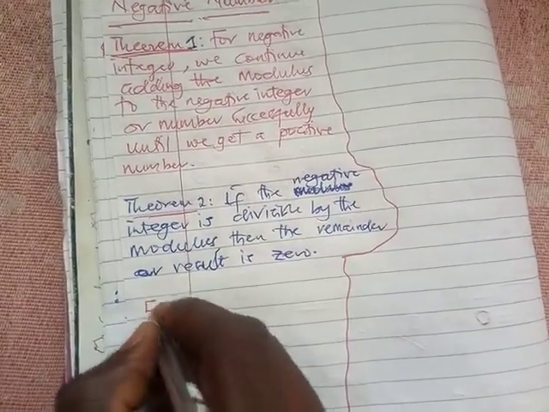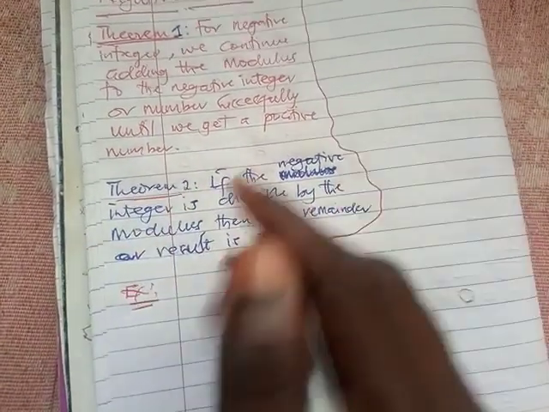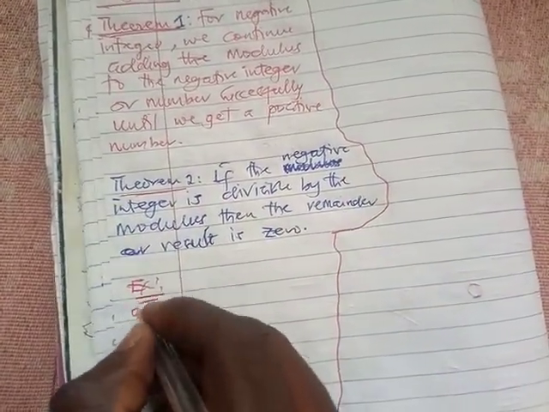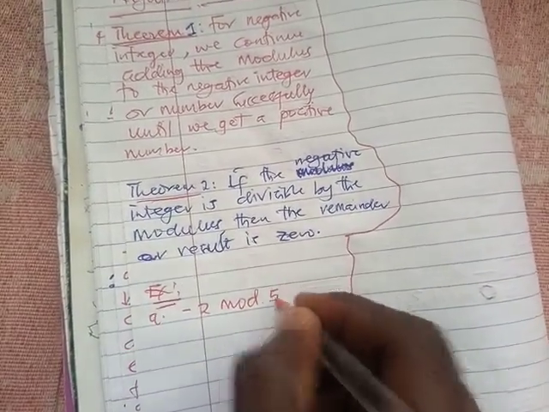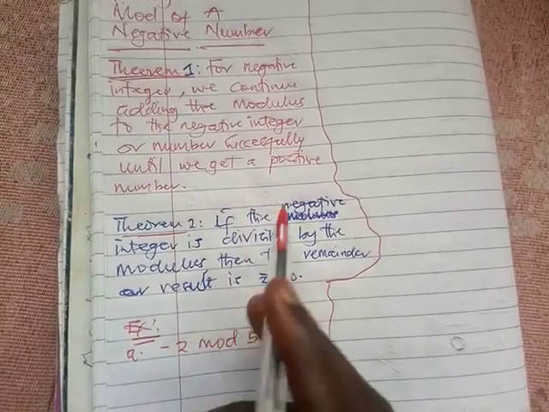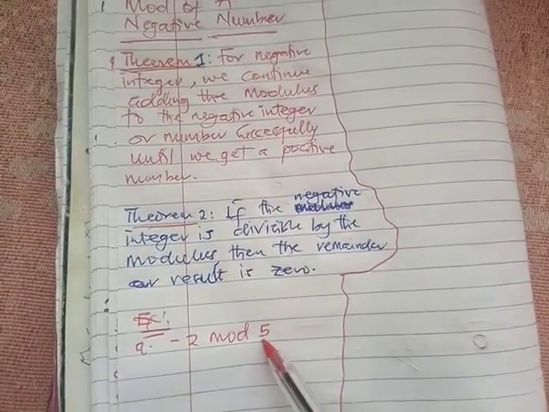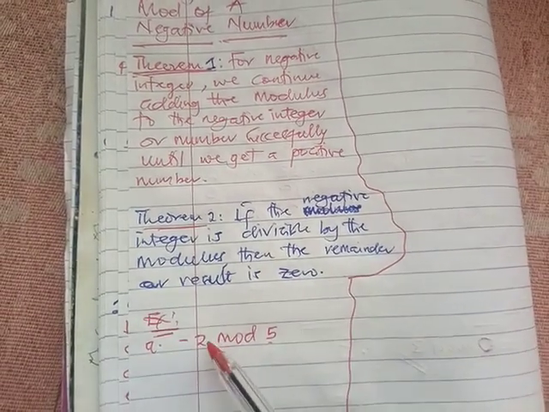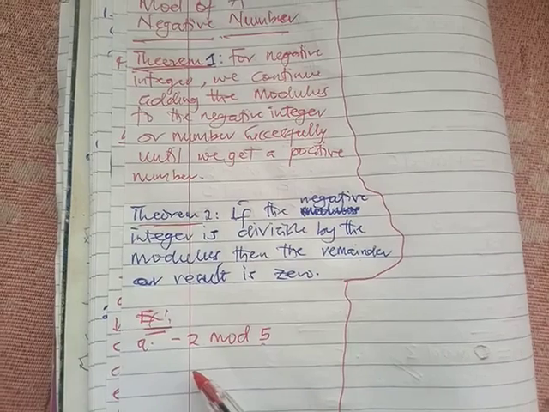Let's start with an example before. Let's say -2 mod 5. The first theorem is saying that we continue adding the modulus to this number until we get a positive number. If you get a positive number, the positive number becomes your result or your final answer.